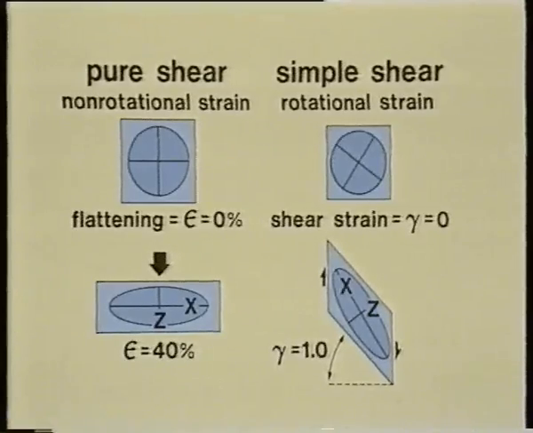In pure shear, the principal axes of the strain ellipsoid, X and Z, parallel the extension and shortening directions respectively. They do not undergo rotation. In a simple shear deformation, the sample undergoes a rotational strain, and the principal axes, X and Z, of the strain ellipsoid progressively change position, as does the plane of flattening.